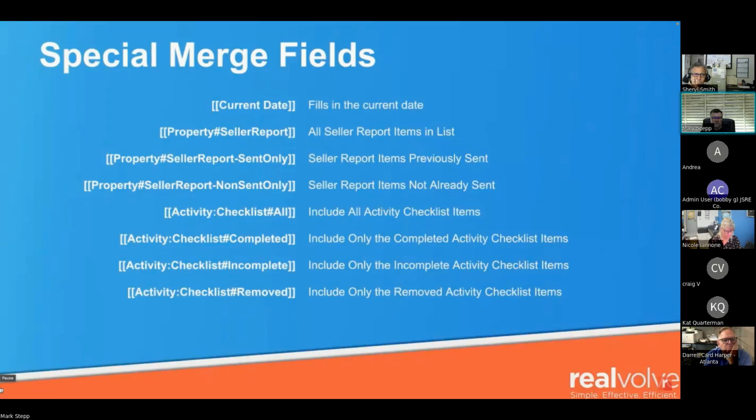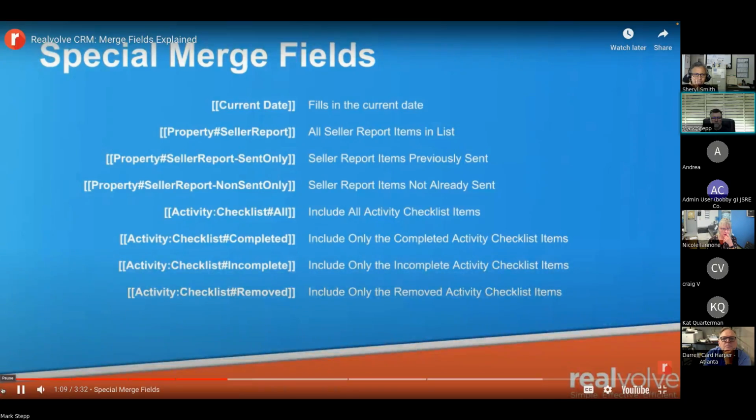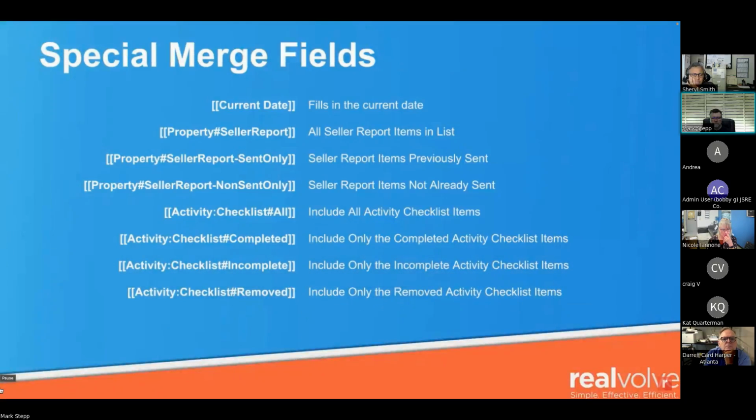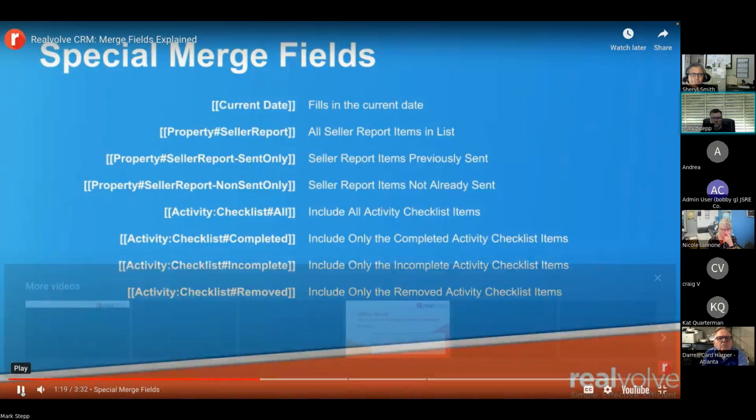In addition to the current date, there are 3 seller report merge fields and 4 checklist merge fields that are used to display bullet point lists. For the seller report merge field, you can get a combined list of all the items that the seller report tab has in it, or it could be a list of previously emailed items or the recently added items.